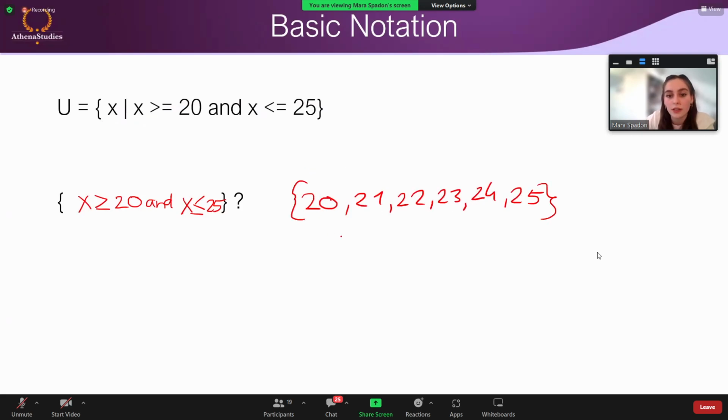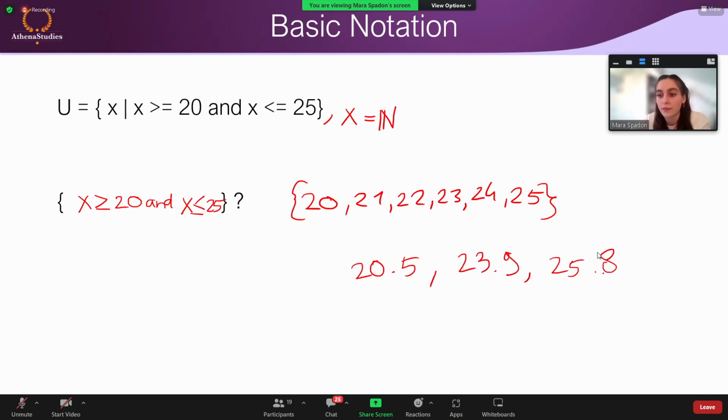But actually, it does not contain this because it has not been specified that X are all natural numbers. So that's a bit tricky. So basically, what we do have, we could have something like 20.5 or 23.9 or honestly anything. Does that make sense? So only if this was added, then we would get this set here. Okay.